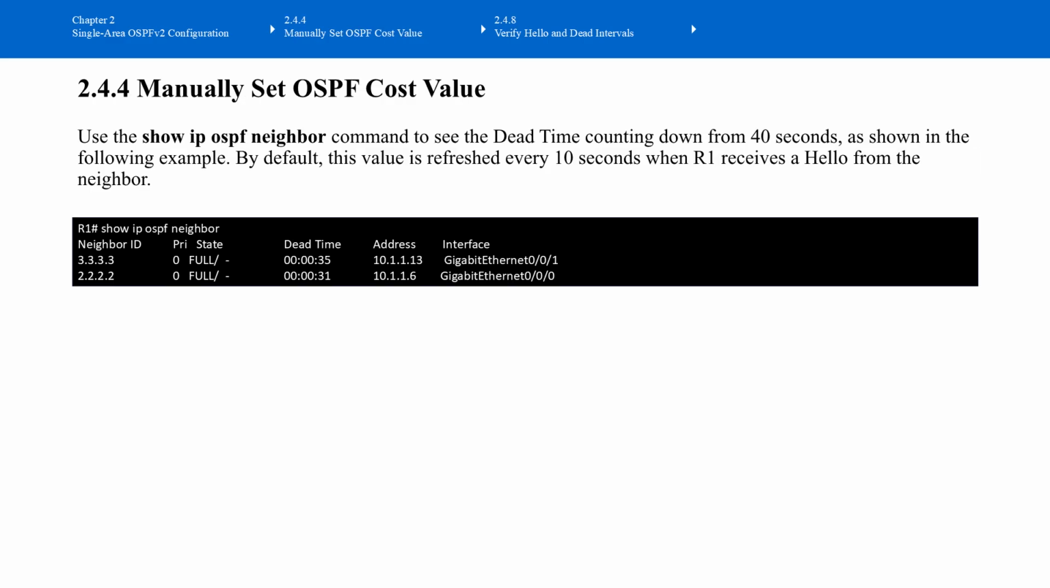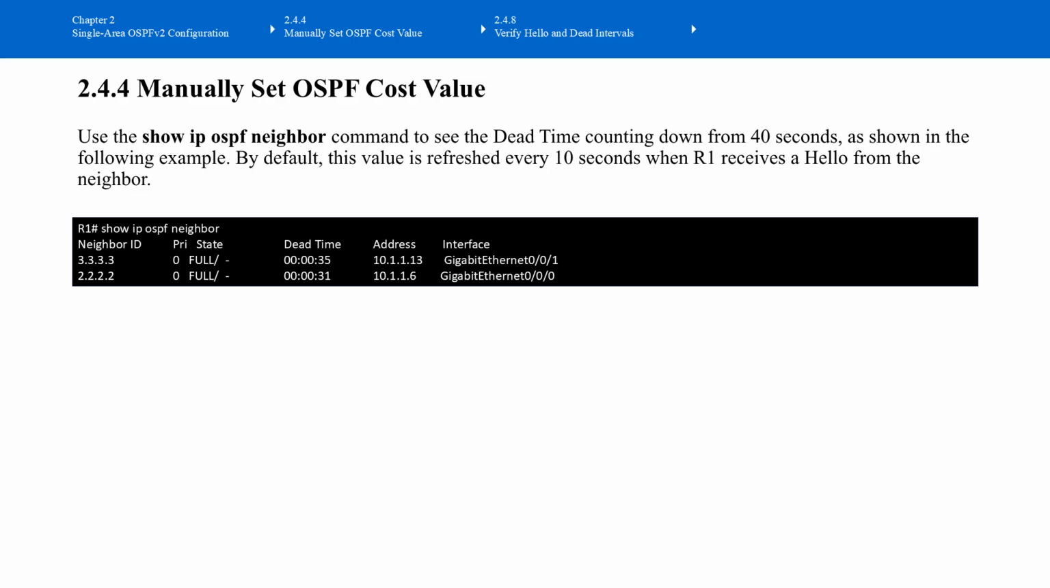Use the show ip ospf neighbor command to check OSPF neighbors and their dead time. In R1, enter show ip ospf neighbor, and you see the dead time counts down from 40 seconds. Each time R1 receives a hello packet from its neighbor, the dead time is reset back to 40 seconds. Since hello packets are normally received every 10 seconds, the timer keeps getting refreshed.